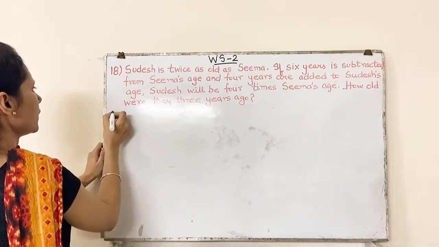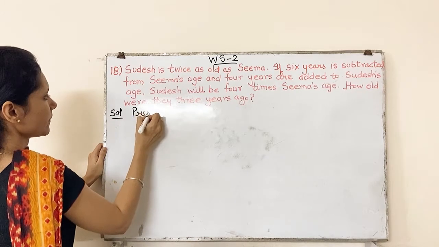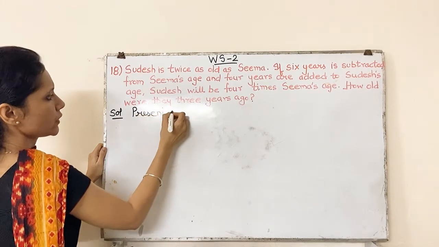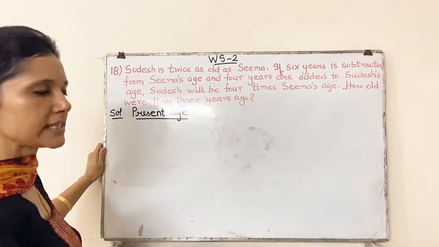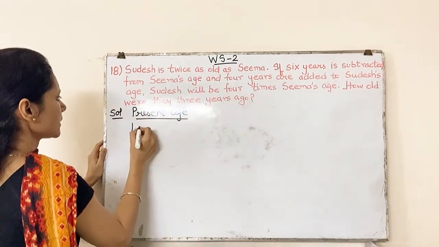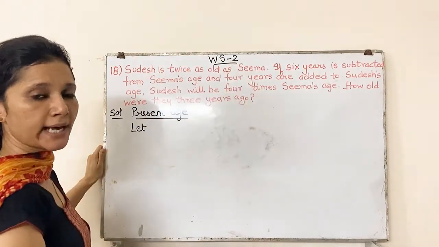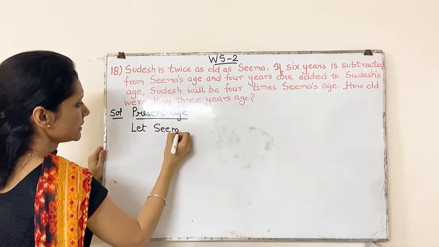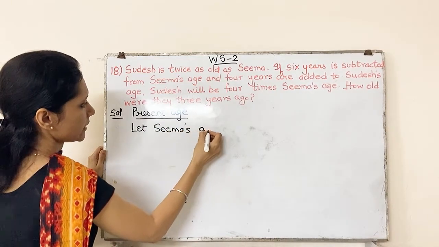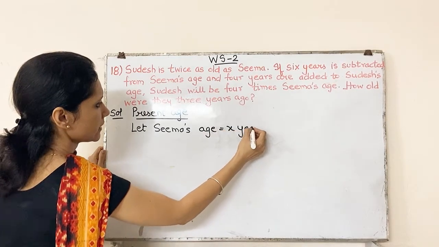So first of all, let's give the heading as present age, because we are talking about the present age of both Sudesh and Seema. And now according to the question, Sudesh is twice as old as Seema. So let Seema's age be x years.